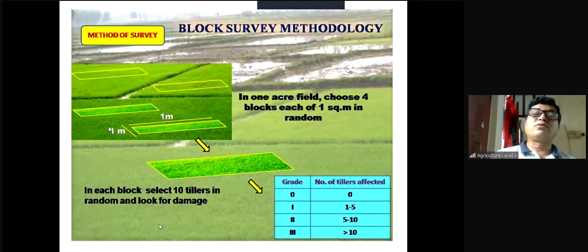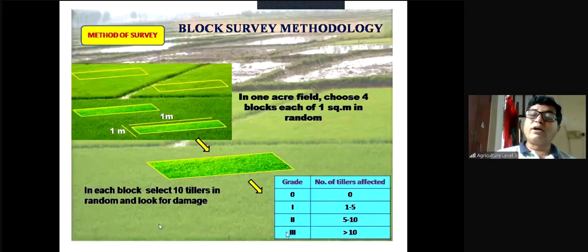From 4 quadrats, 10 tillers each, that is 40 tillers. Out of 40 tillers, when no tillers are affected, the grade is 0. When 1 to 5 tillers are affected, the grade is 1. When 5 to 10 tillers are affected, grade 2. When more than 10 tillers are affected, grade 3.